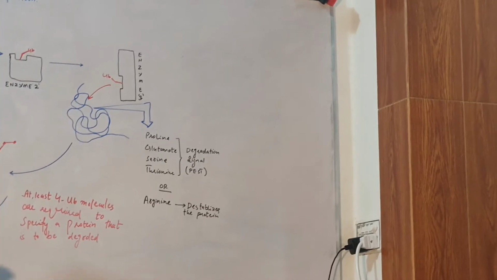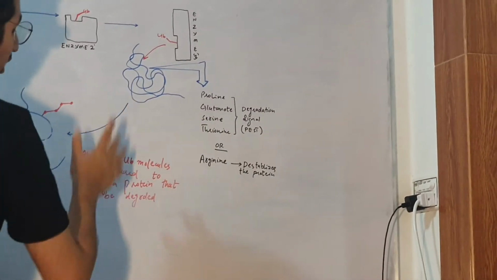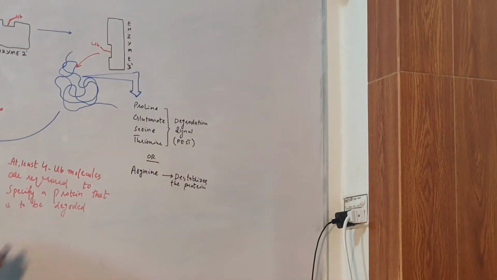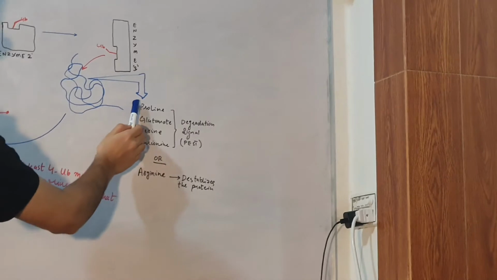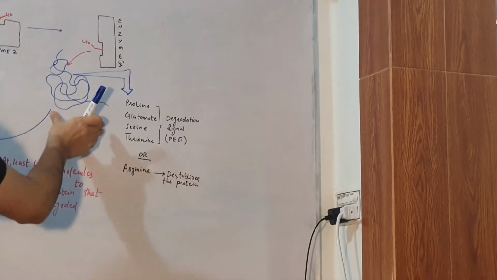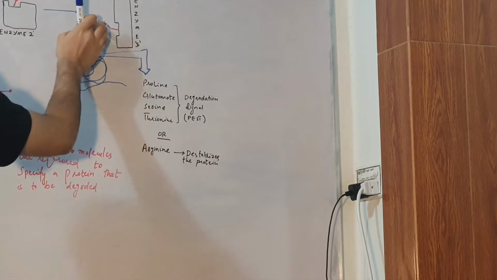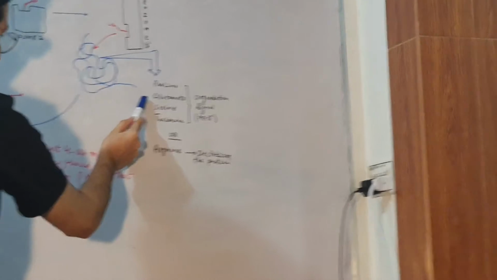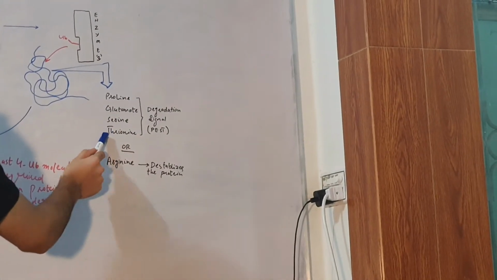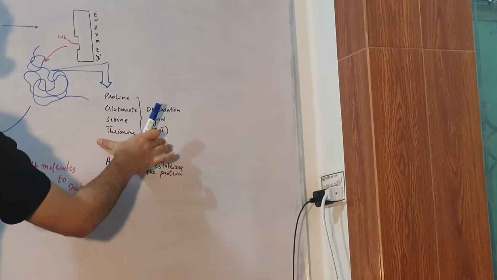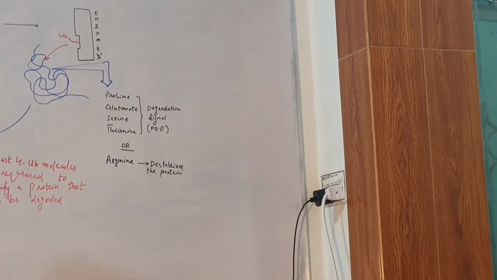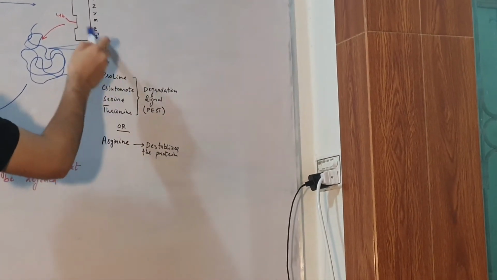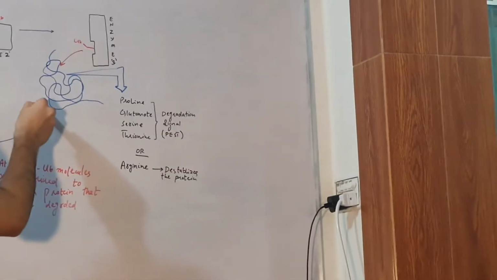Now, the signals that tell us which protein is to be degraded are these degrading signals. The enzyme 3 recognizes these degradation signals and attaches this ubiquitin to that protein. These degradation signals are proline, glutamate, serine, threonine. The protein which consists of these amino acids is more liable to be degraded. So after recognizing these signals, the ubiquitin is attached to the protein.